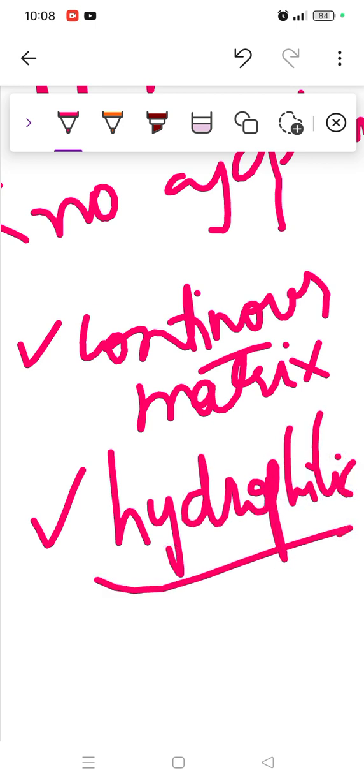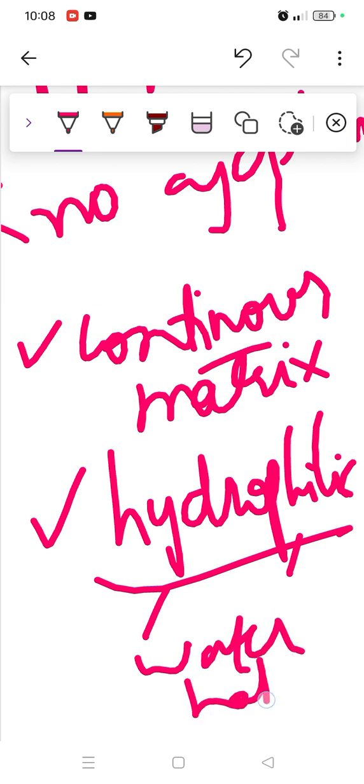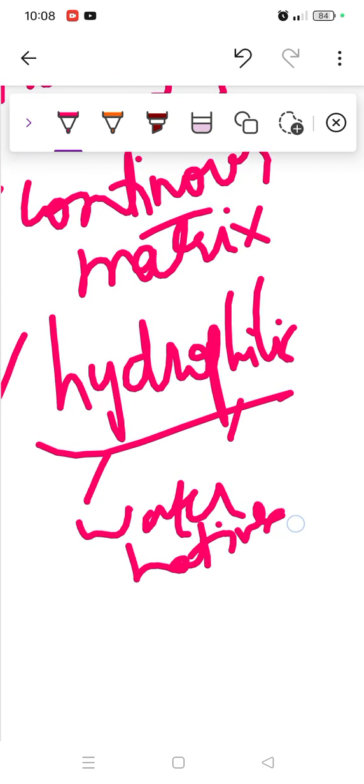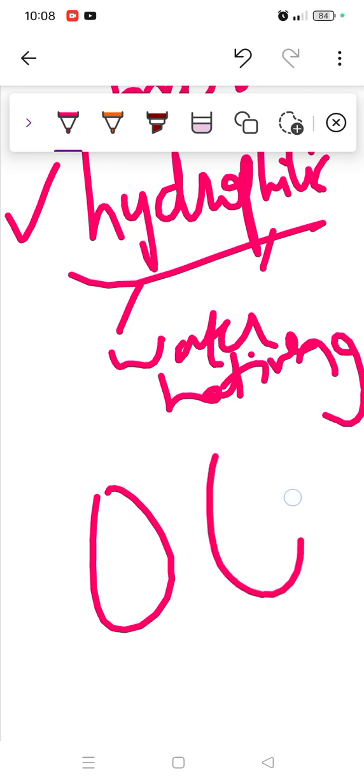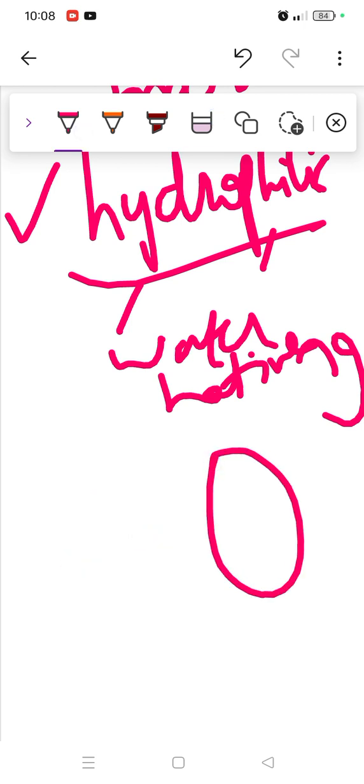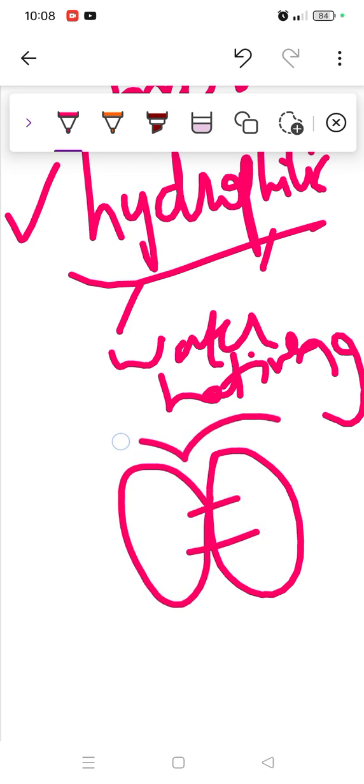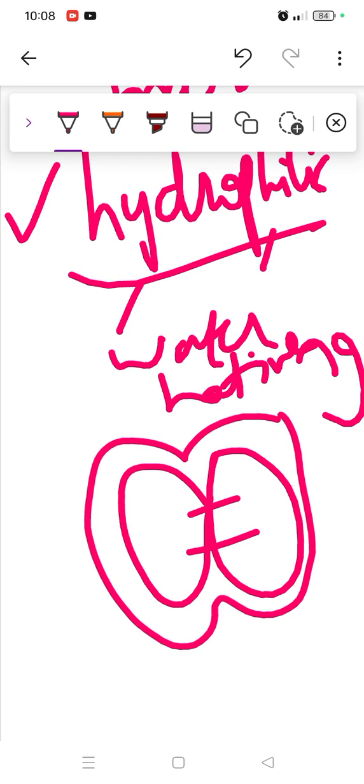Hydrophilic means water loving, and hydrophobic means water hating, like they don't take much. And apoplast is simply, if this is the diagram, we'll not see holes in the structure, but it would be quite like this. So it will directly take a path like this with the cell wall and continuous matrix.